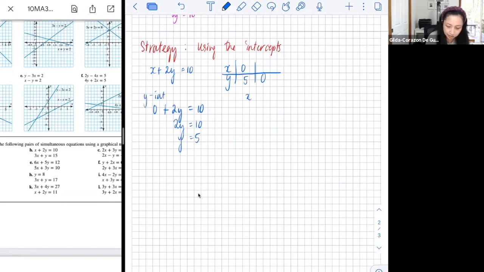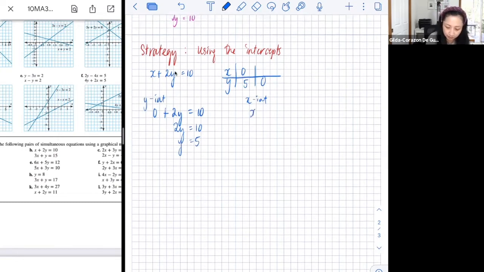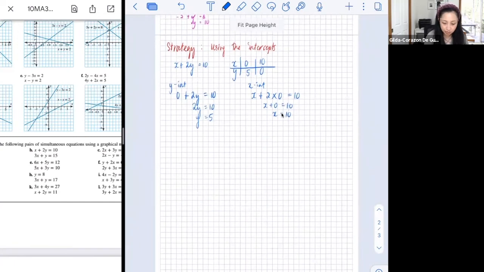The x-intercept would be setting your y to 0. So instead of writing y, you write 2 times 0, which gives you 10. And what's 2 times 0? That's just 0. So you're saying x plus 0 is 10, therefore x must be 10. And therefore you've got those 2 points, 0, 5, and 10, 0.